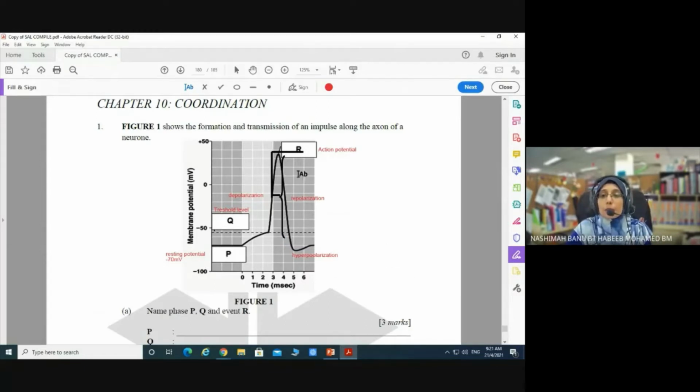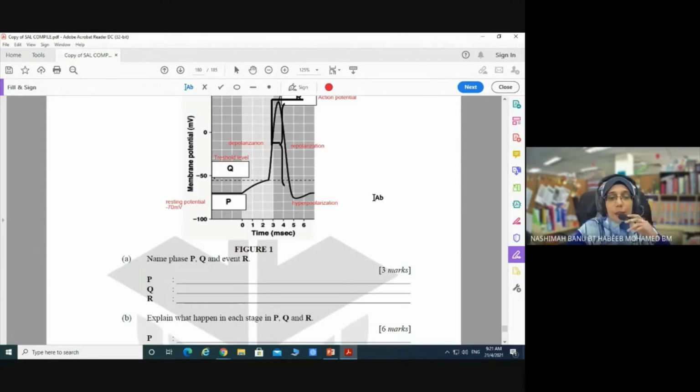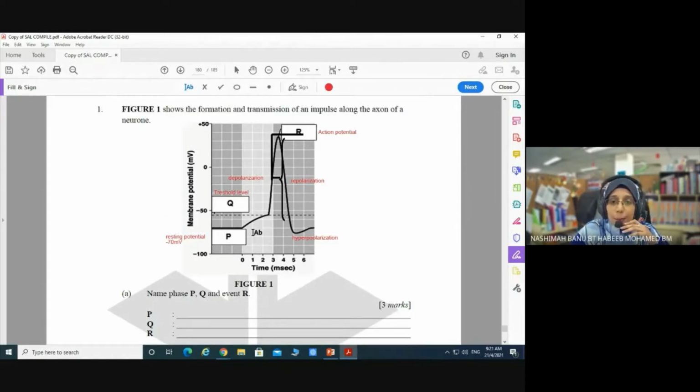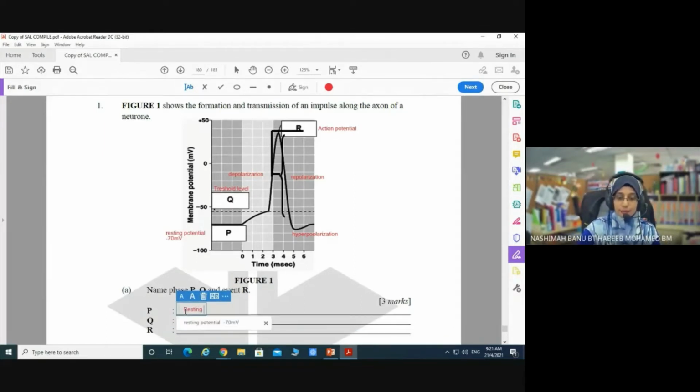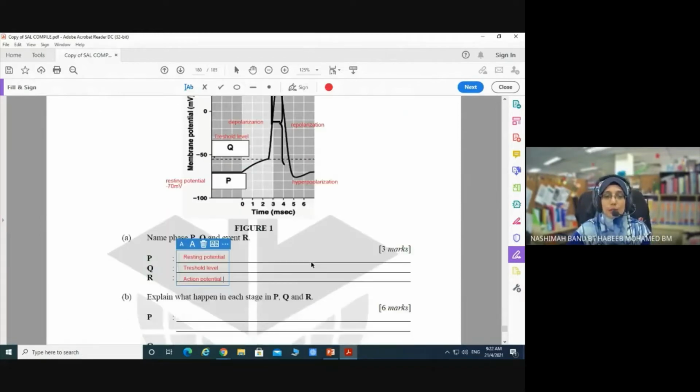Please make sure you understand what happened in each stage here. So let's look at the question. The first one: name the phase P, Q, and event R. P will be the resting potential. The second one, Q, is the threshold level, which can also be written as threshold potential. And R is the action potential. Done.